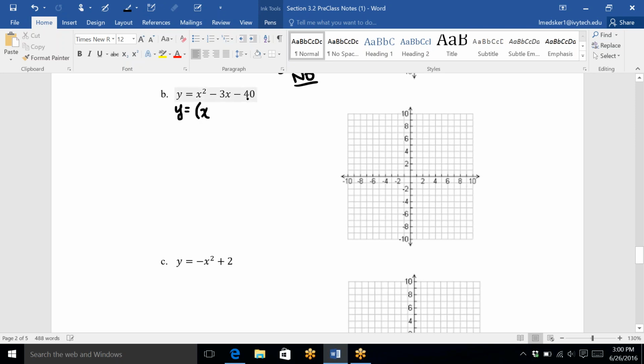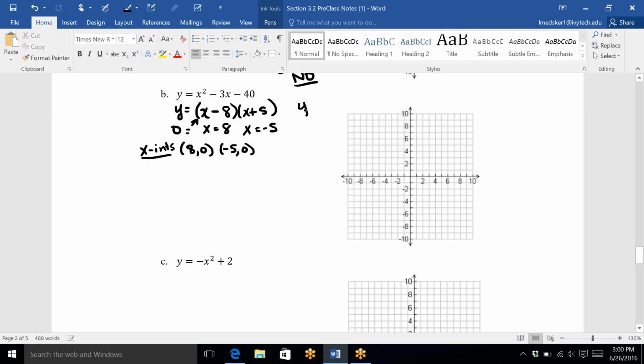So x, let's see, -40 would be 8 and 5. So -8 and +5. So that would be x equals 8 and x equals -5 if we let that be a 0. So if we let this be 0 equals those. So that means we have two x-intercepts in this parabola, (8, 0) and (-5, 0).